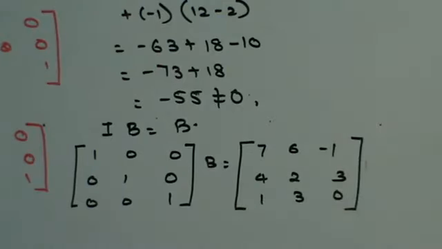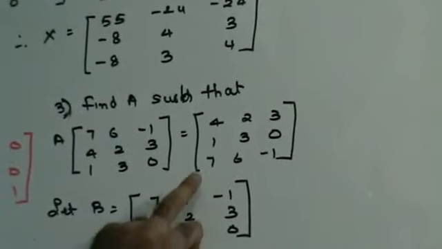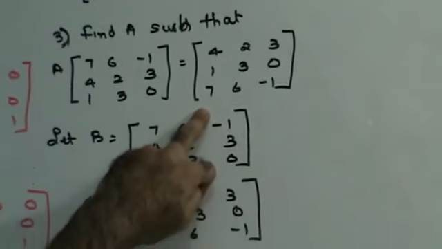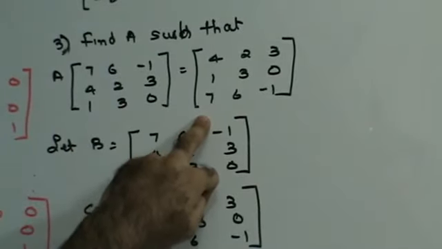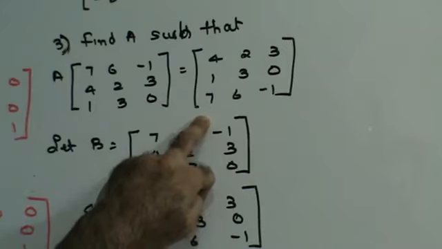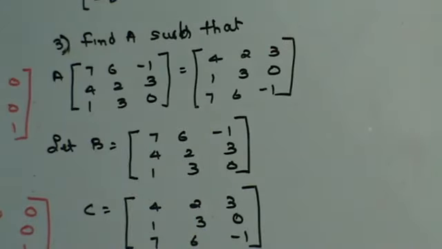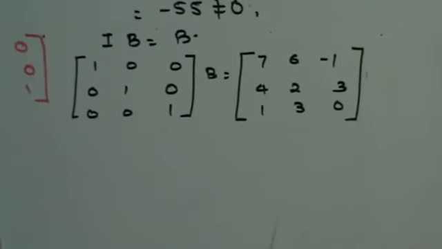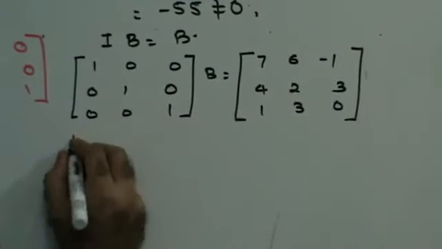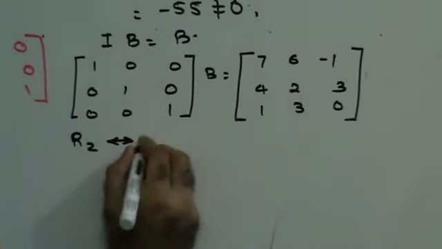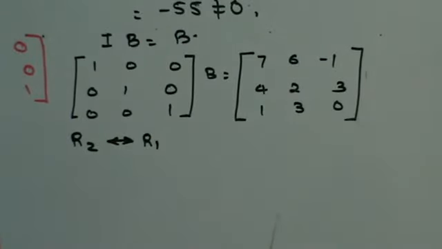Now look at your sum. Look at the question. Where do I want the 4 2 3? I want 4 2 3 in the first row. Where is 4 2 3, guys? 4 2 3 is in the second row. That means what should I do to get it in the first row? Interchange R2 and R1, right?